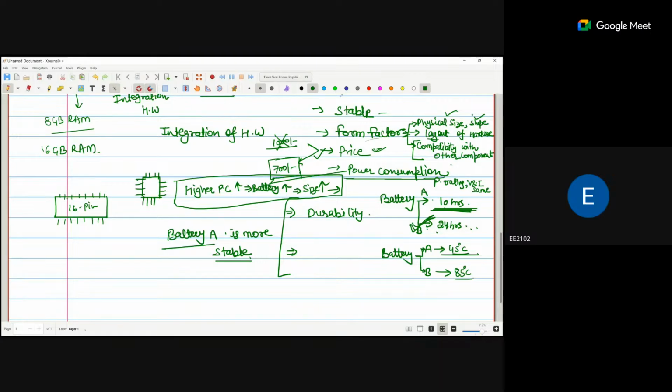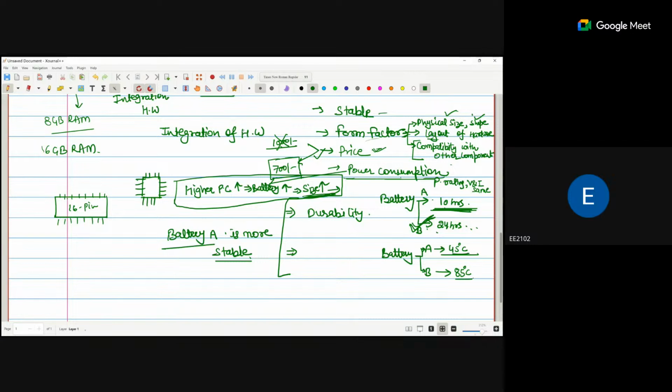Okay, this is also problematic. I think you are aware of the AA or AAA cell. AA will provide higher current compared to AAA, so the size will also increase. If power consumption is high, that means you require a higher rating battery and your size will be increased. If your size increases, your hardware will not be compact.